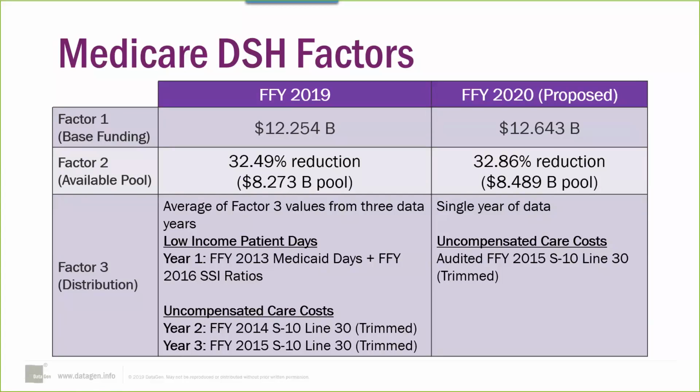This is certainly a departure from prior years, as since 2017, CMS has utilized a 3-year averaging methodology in order to balance out any sort of year-to-year fluctuations. Note that in 2019, those 3 years of data were inclusive of fiscal year 2014 and 2015 S10, with fiscal year 2013 Medicaid days and 16 SSI ratios making up the third component.